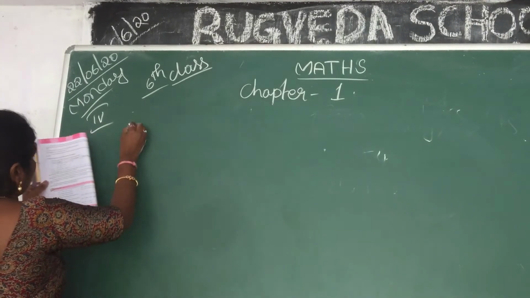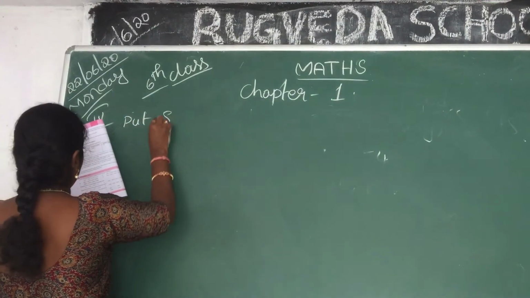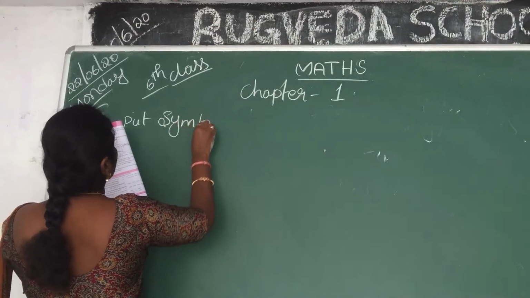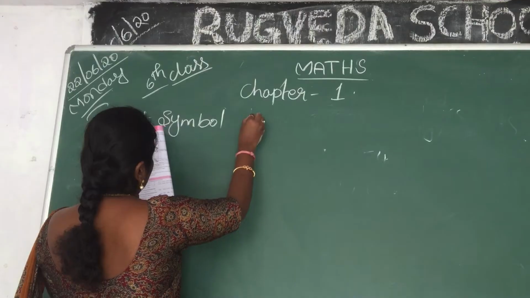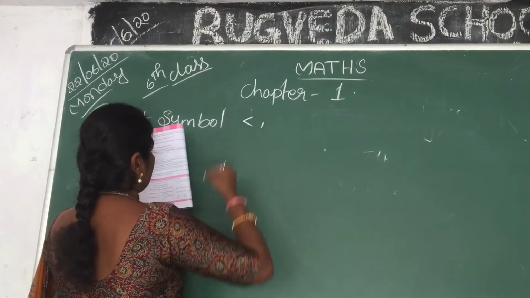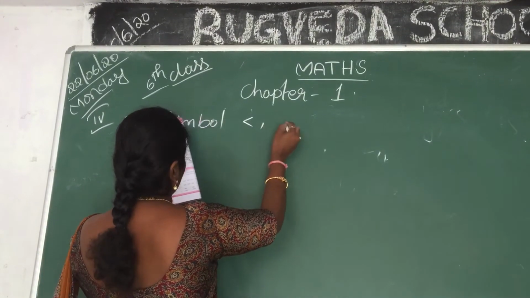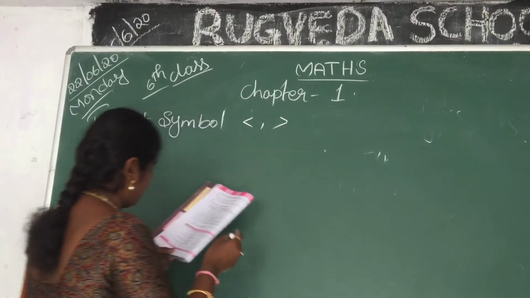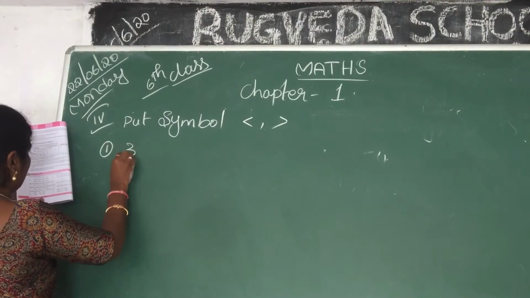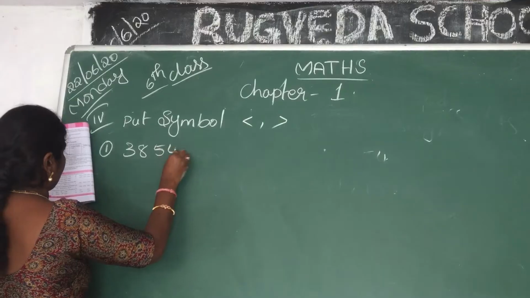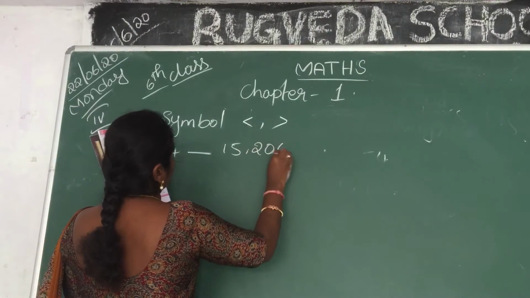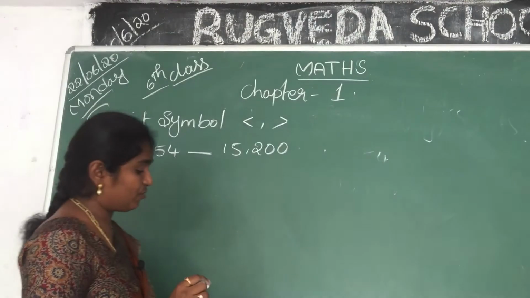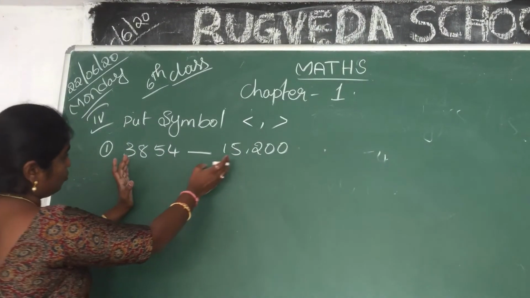Fourth bit, put symbols. Put symbol. So here these are the symbols, smaller symbol and greater symbol. So first number here given 3,854, 15,200. First you have to check these two numbers.